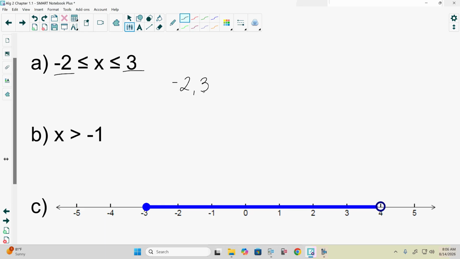Now we need to determine if those are included or not. So when we look back at the problem, we need to see, is -2 equal to x? Is it included? Do we have an equal sign here? Well, yes. So that means -2 is included, so we have to put a bracket. If it was just less than x, we would put a parenthesis.